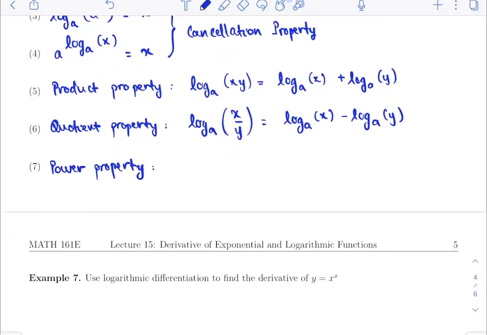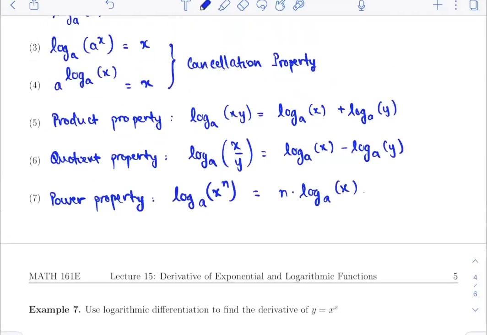For this power property, if I consider log base a of x to the power n, this is equivalent to n times log base a of x. So that's it for the procedure and the properties of logarithms. Now let me move on to some examples.